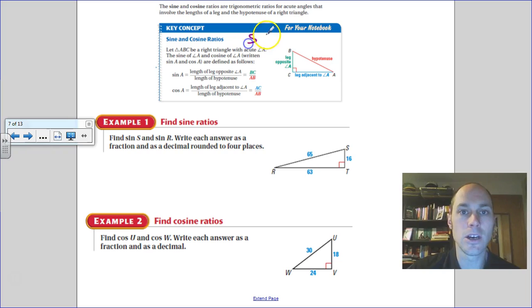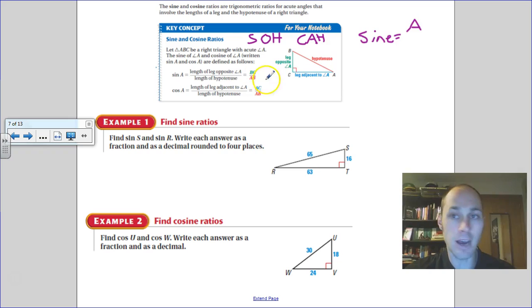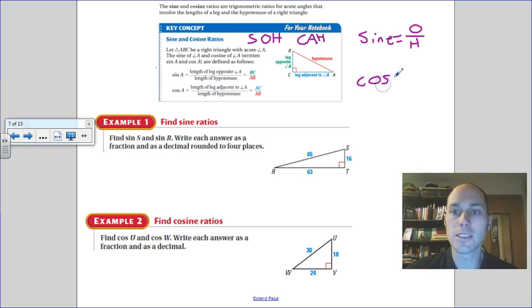Sine is SOH, and cosine is CAH. So the sine ratio in the right triangle for any acute angle is the opposite side over the hypotenuse. The CAH is cosine, or cos on your calculator, which is equal to adjacent over hypotenuse. And just to note, the sine on your calculator is abbreviated sin. Okay? So that's in your notes there too.